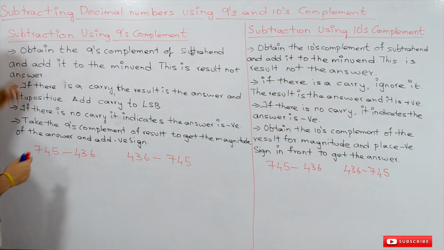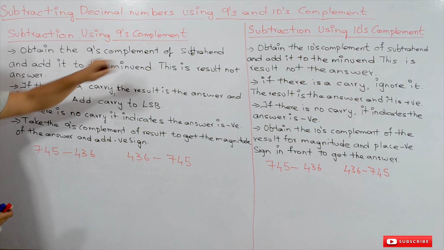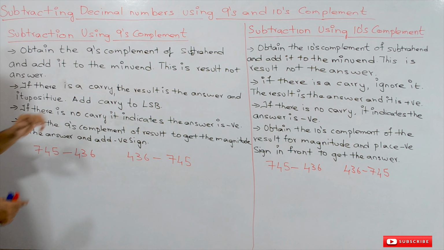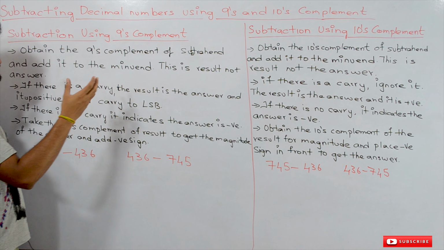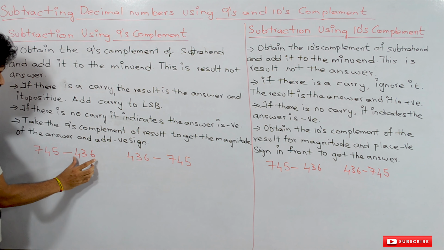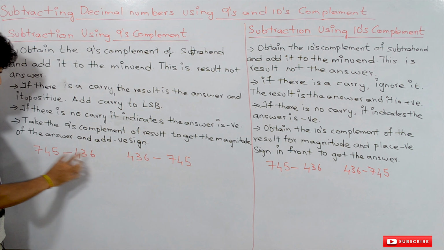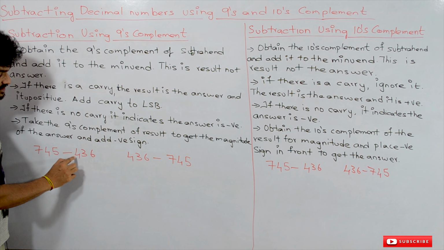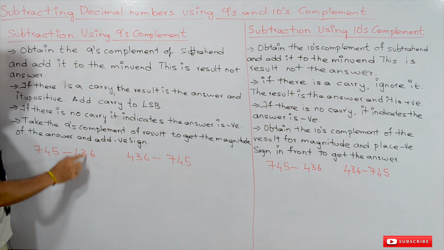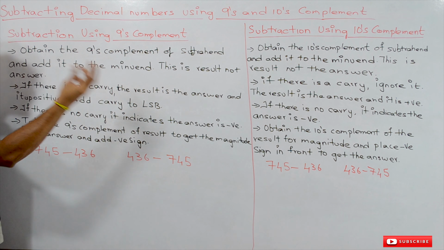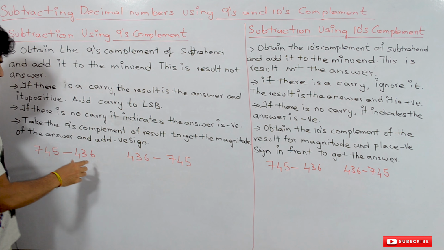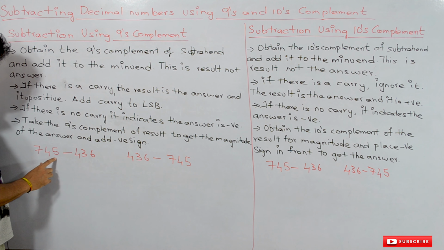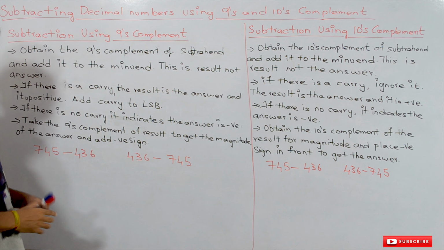How to do it is, first obtain the 9's complement of the subtrahend and add it to the minuend. This one is what we call the subtrahend and this one is what we call the minuend. So we have to find the 9's complement of this subtrahend, and add the result of the 9's complement to the minuend, which means 744. We have to add the 9's complement value.